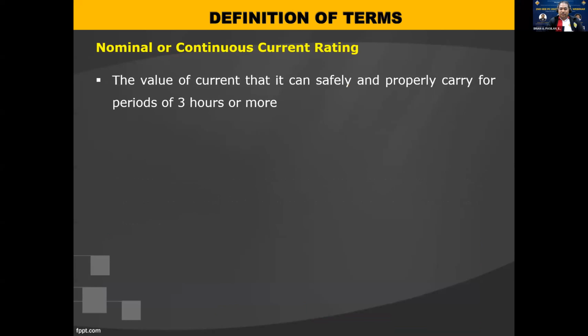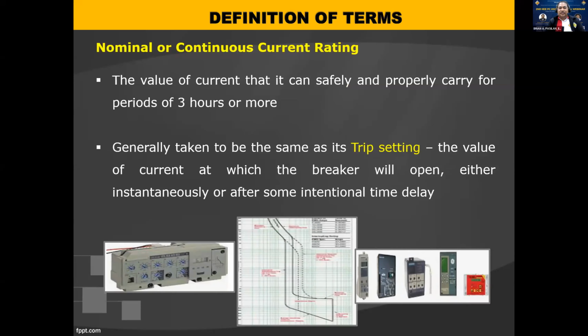Okay. So, ito yung another term is nominal or continuous current rating, no? So, ito yung rating na it can handle continuously maximum current, no? It can handle usually for more than 3 hours, no? Safely, no? So hindi yan mag-operate. So for circuit breakers, ito yung nominal rating. Makita natin yung immediately doon sa in front of the circuit breaker, in the handle or whatever, no? Ito yung mga ratings na 20 amperes, 30 amperes, 50 amperes. Yan yung nominal rating or continuous current rating, no?